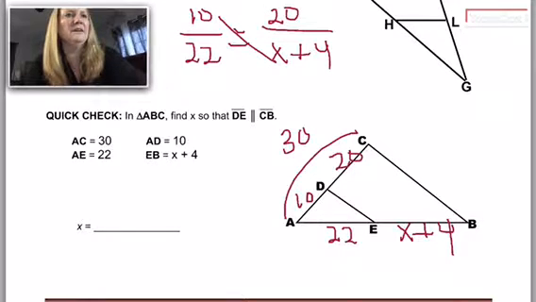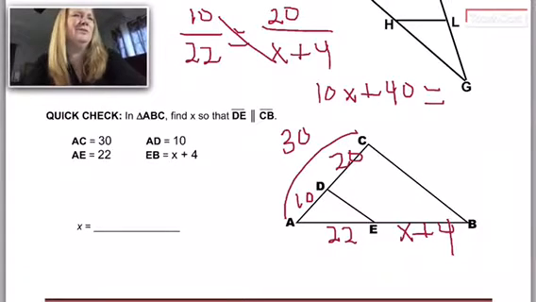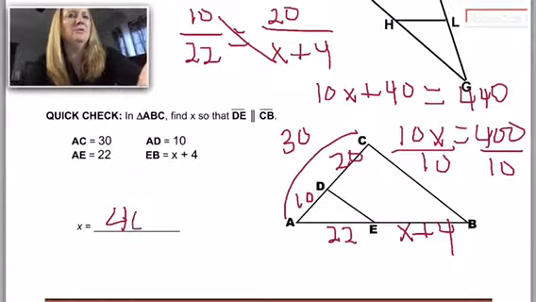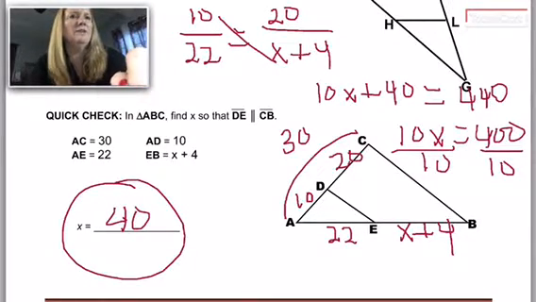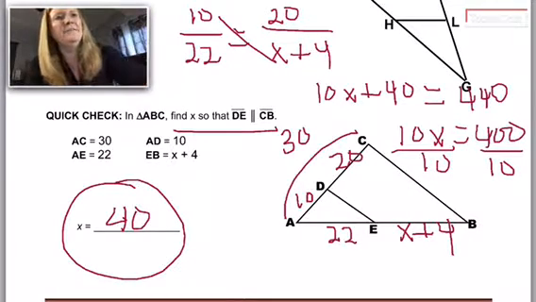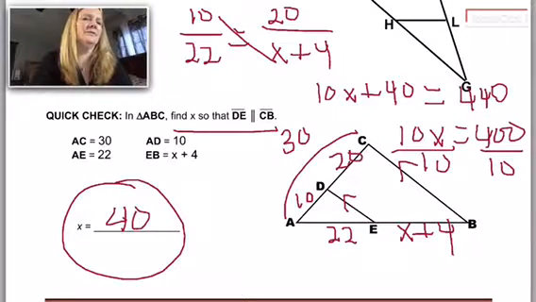When I cross multiply, I get 10x plus 40 is equal to 440. Subtract 40, divide by 10, and x is equal to 40. So it says find x so that the lines are parallel. So we solve for x and it's 40, and if x was 40, that means that this would be parallel to this.